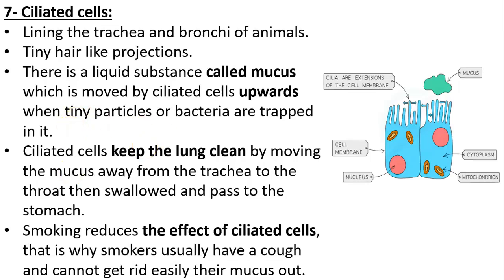And this is how ciliated cells keep our lungs clean, because when they push this mucus outside of the air pathways, they go inside our mouth, and sometimes even if they get swallowed, the stomach has strong acids to kill any bacteria that enters the stomach.